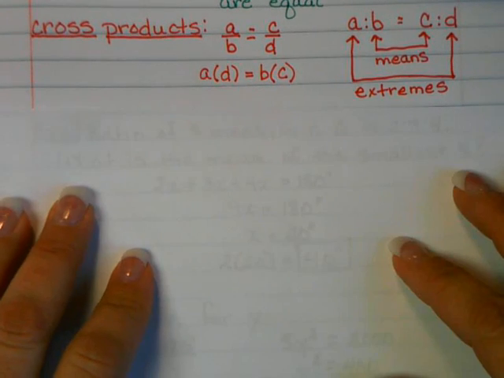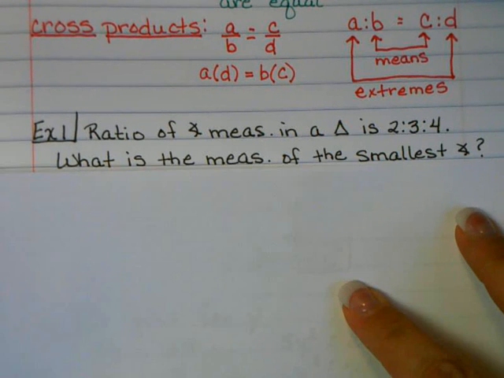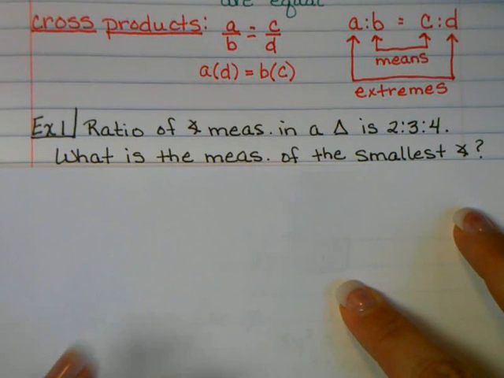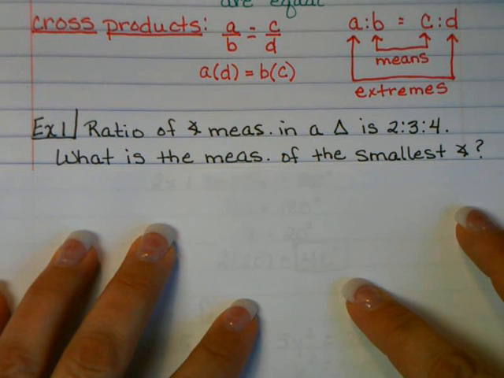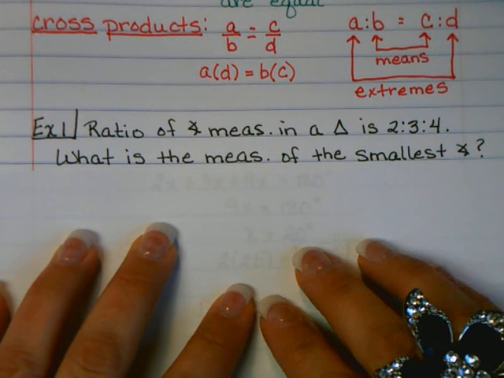I want to show you a couple examples, and then we'll move to 7.2. The first one is this. I want you to pause the video again and write this down real quickly. All right, example 1 says ratio of an angle measure in a triangle is 2 to 3 to 4. The question is, what is the measure of the smallest angle?